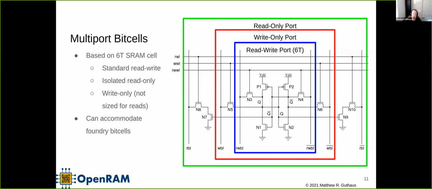And we do standard 6T cells, but it doesn't rely on it being a 6T cell. You could add in an 8T or something like this. It's really kind of agnostic what's inside the cell. And as I mentioned, we do accommodate foundry bit cells. So you can have kind of a black box view as well.